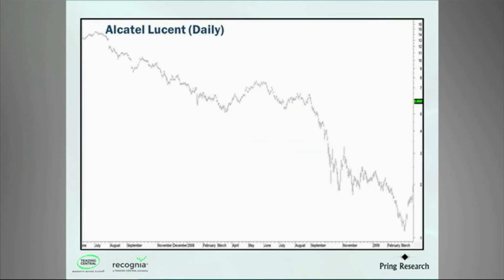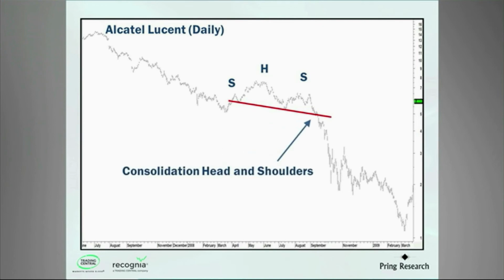Here's an example of a continuation head and shoulders during this downtrend. You can see that once completed, the price of Alcatel moves down pretty sharply. Another smaller consolidation head and shoulders forms later on in the year. It too is followed by an above average decline.